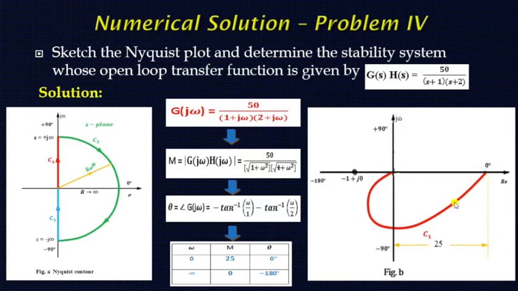Then omega increases, then crossing minus 90 degree axis. Then omega is increased and magnitude is decreased. And finishing point is magnitude 0 and phase angle minus 180 degree axis. So this is minus 180 degree axis. So this C1 path in S plane, draw in the GSHS plane. So this is the C1 path.